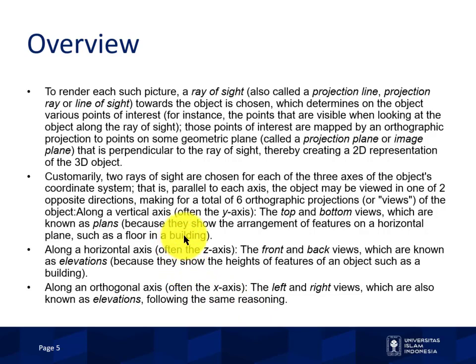So we have three primary axes: the y-axis for the vertical axis, the z-axis for the horizontal axis, and the x-axis for the orthogonal axis.